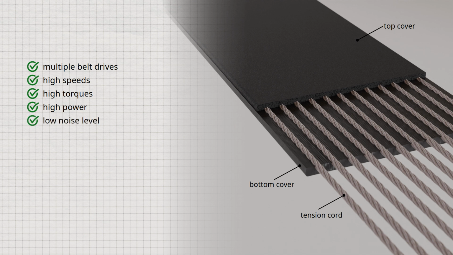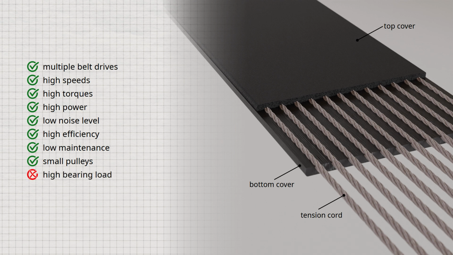This also has a positive effect on the service life and efficiency, approximately 98%, and thus on the maintenance of the belt. Due to the low belt thickness, the belt can be curved very strongly, which allows it to be used with relatively small pulleys. A disadvantage of flat belts is the relatively high bearing load due to the high preload.